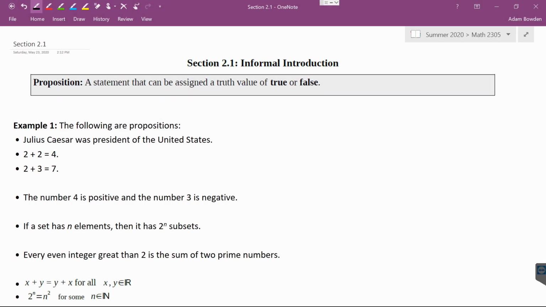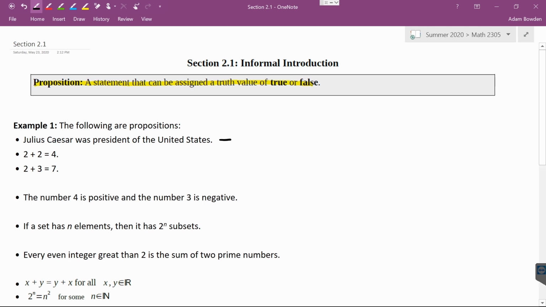In section 2.1, we're going to be discussing how we read and recognize different kinds of statements to which we can assign a true or false value. We call these propositions. A proposition is a statement to which we can assign a truth value of true or false. So the examples I have down here to start out with are propositions. We can say either true or false to each of them.